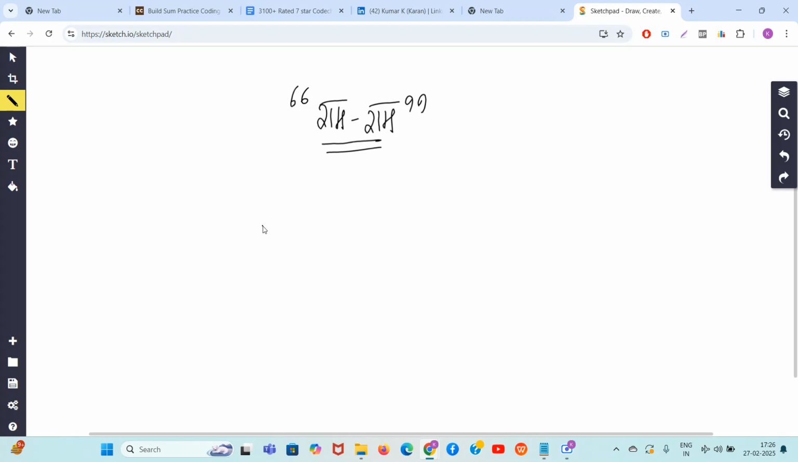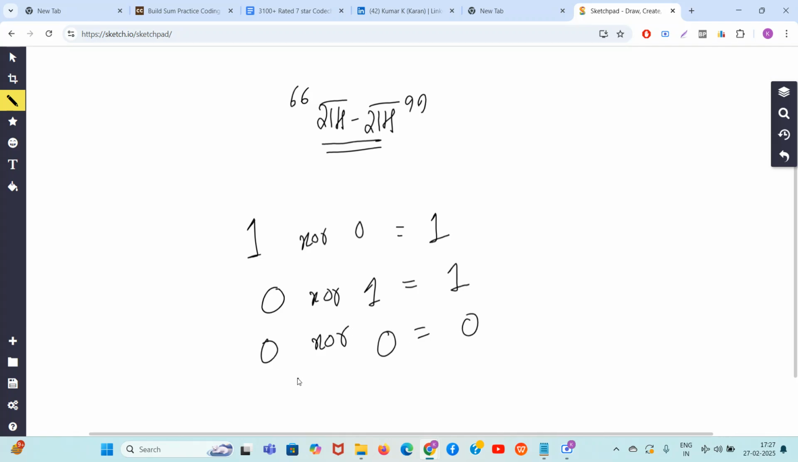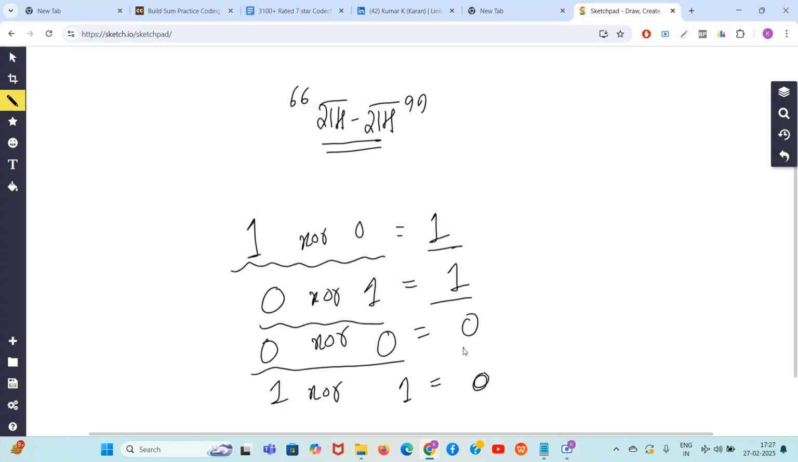First of all, we start with understanding the XOR operation which we do on binary numbers. 1 XOR 0 is 1. 0 XOR 1, same as above, is 1. Whenever two binary numbers are the same, their XOR is 0. 0 XOR 0 is 0, and 1 XOR 1 is 0. So whenever the two bits are different, it's 1, but whenever the two bits are the same, it's 0.